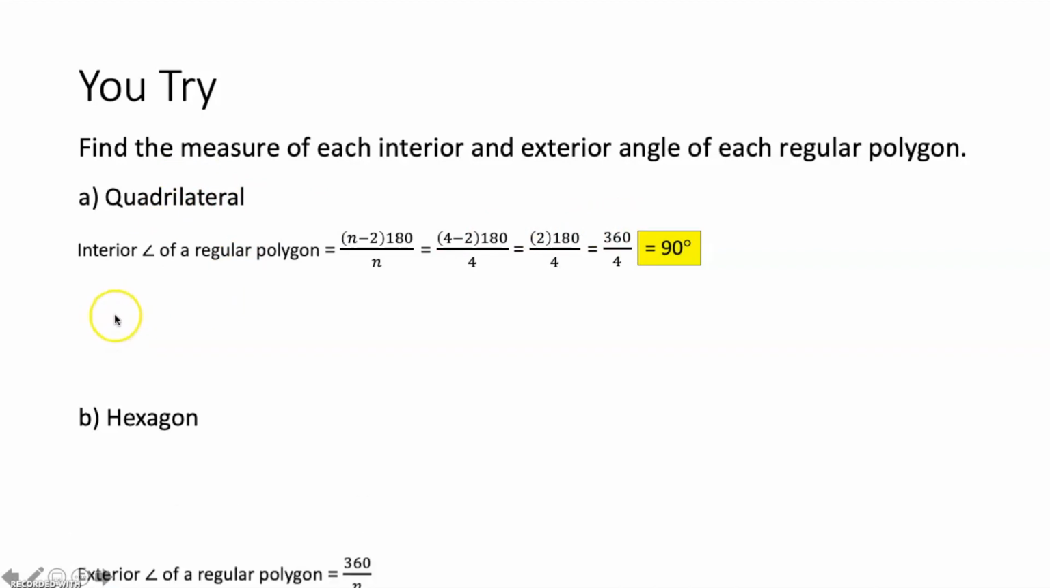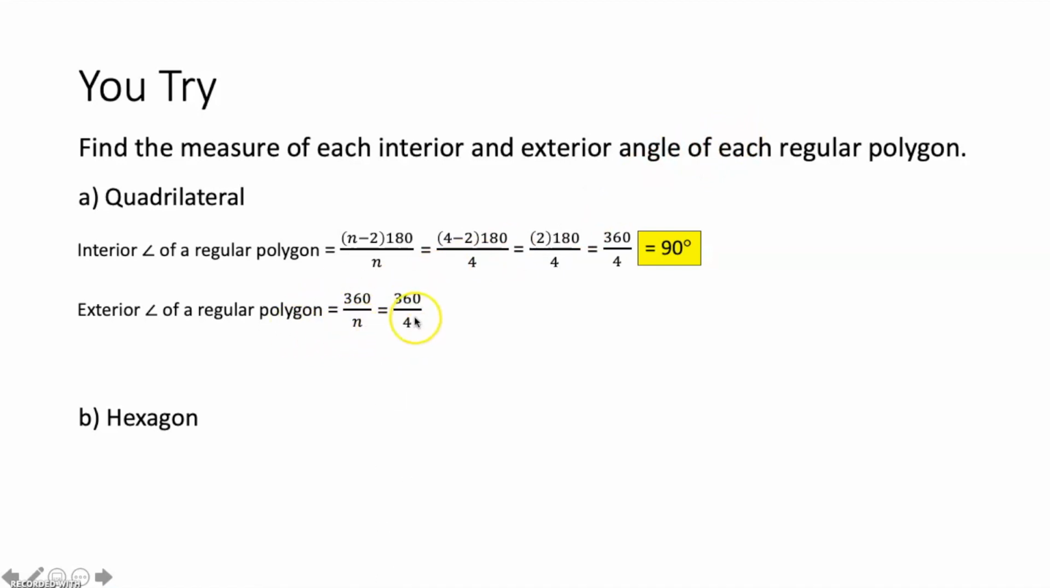Makes sense. Now we want to find the measure of each exterior angle in a regular polygon. Remember, the sum of the exterior angles is 360 degrees for every polygon. We then divide that by the number of sides or number of angles, and that'll give us the measure of one exterior angle in a regular polygon. So there are 4 sides in this figure, so we plug in a 4 for n. We divide that, and we end up getting 90 degrees again. So in this case, the interior angles and exterior angles of a regular quadrilateral, a square, both equal 90 degrees.